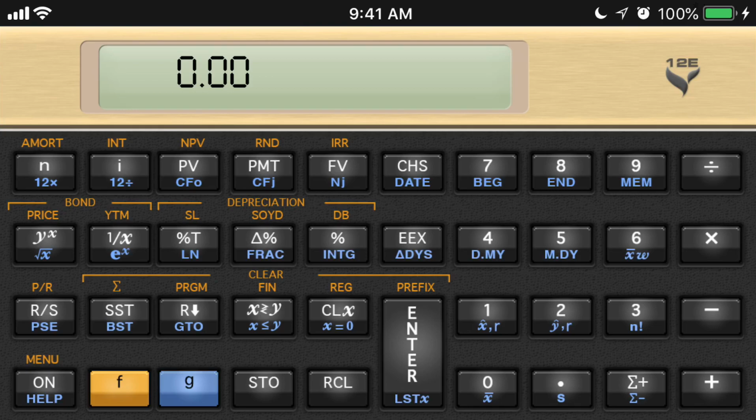Anyways, I'm using an app that I downloaded from the Apple App Store called Vicino 12E. It's a clone of the HP12C calculator, and it's significantly cheaper. Of course, you can buy the HP12C, but I don't see the need to pay four or five times the cost. It works exactly the same, and the layout is the same.